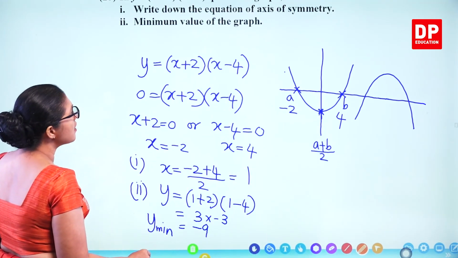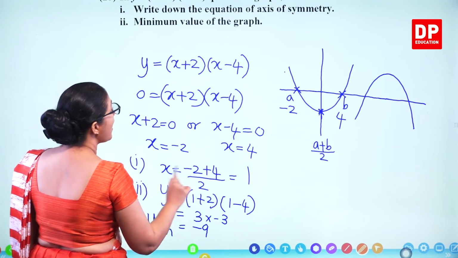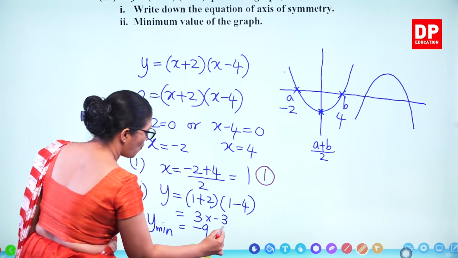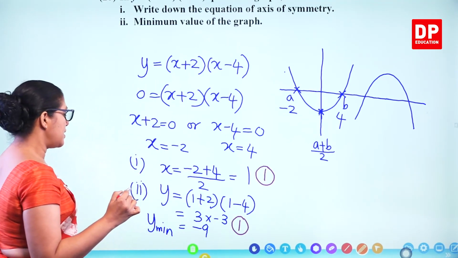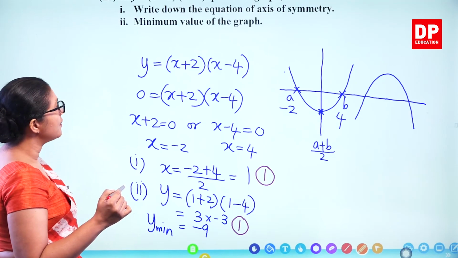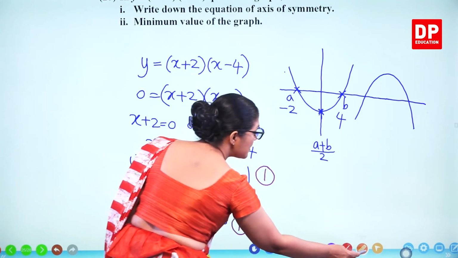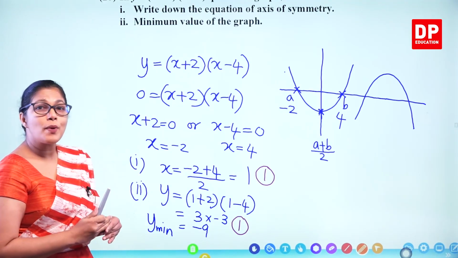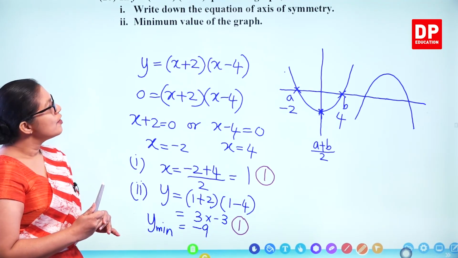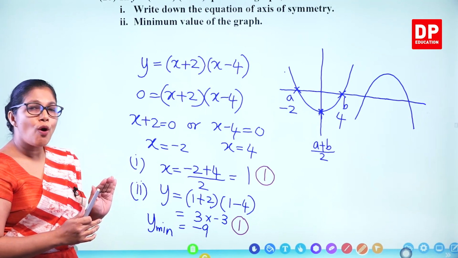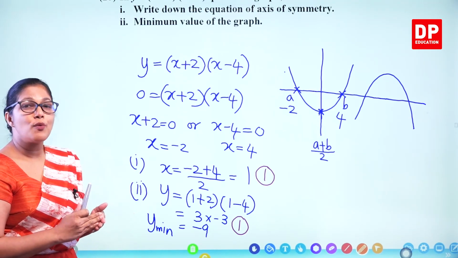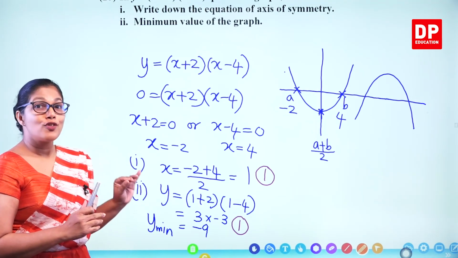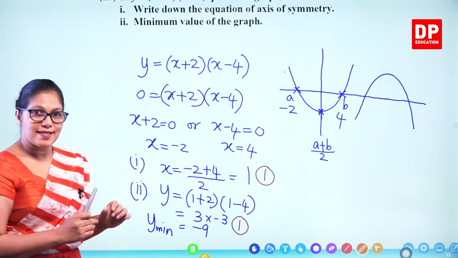So 1 mark for writing down the axis of symmetry and 1 mark for writing down the minimum y value. Now this is the last question. So the 25th question, last question in your paper. So make sure that you do all 25 questions within 1 hour and then check my video to see whether your answers are correct.